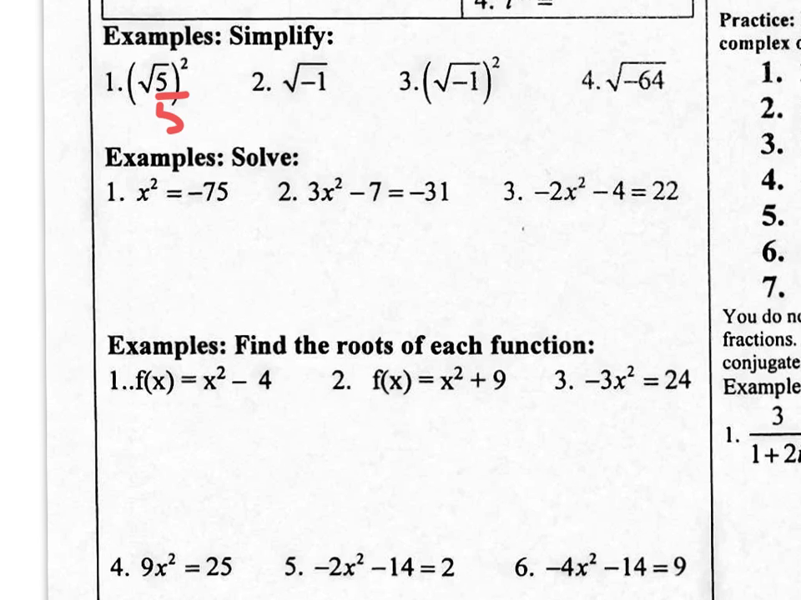What's the square root of negative 1? What's the answer there? It's just i, right? So the answer is i on number 2. How about number 3? What's the square root of negative 1 times the square root of negative 1? That kind of undoes itself. The square root and the square undo themselves, so your answer is just negative 1.